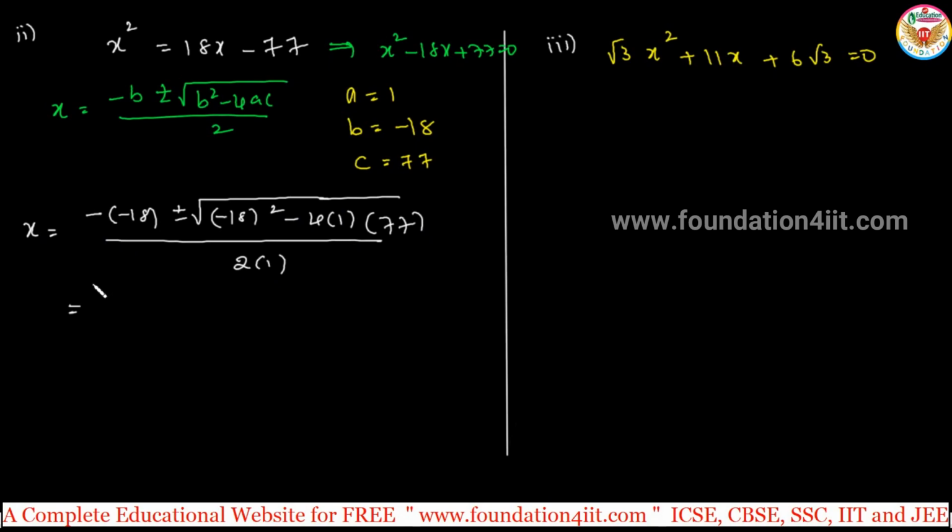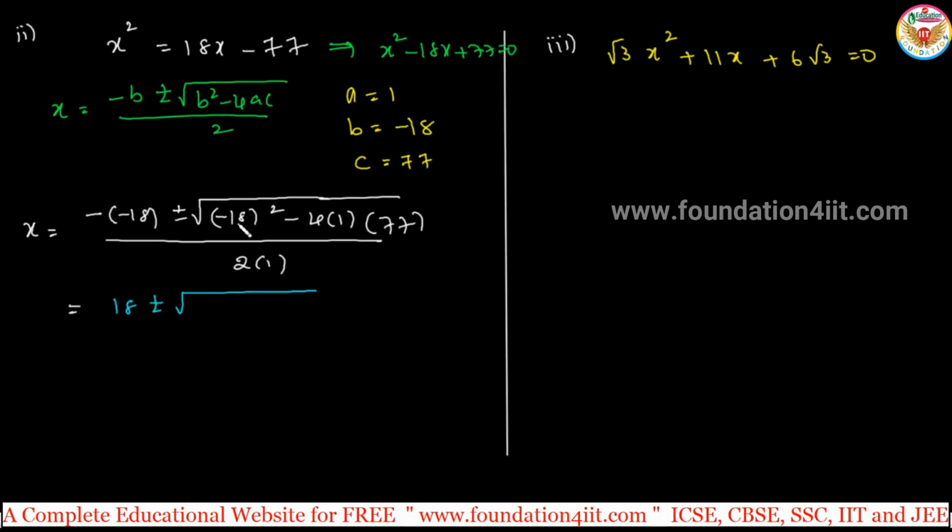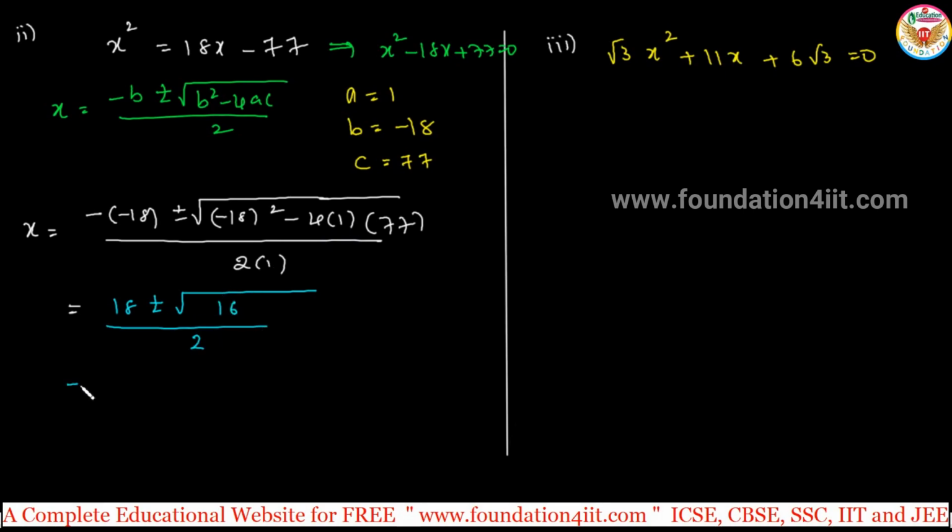2 into 1. A value is 1, right? Just to simplify now. So plus 18 plus or minus under root 18 square multiply. So minus positive value will come. Again minus 4 into 1 into 77. Just you can whole square value and this subtract. Finally get 16. Divide by 2. 18 plus or minus square root of 16 is 4 divided by 2.